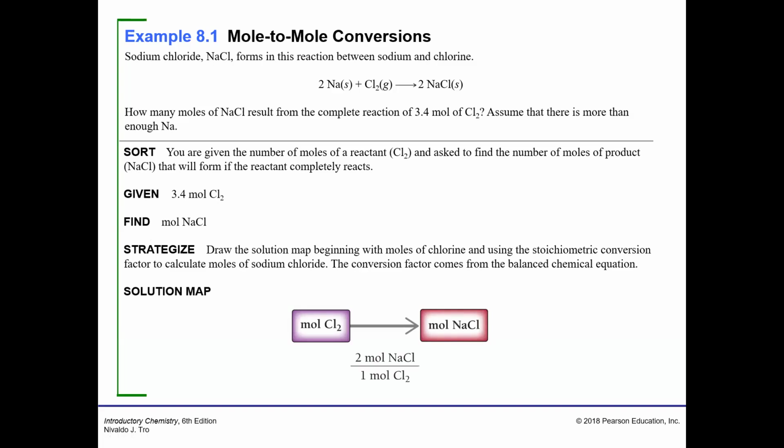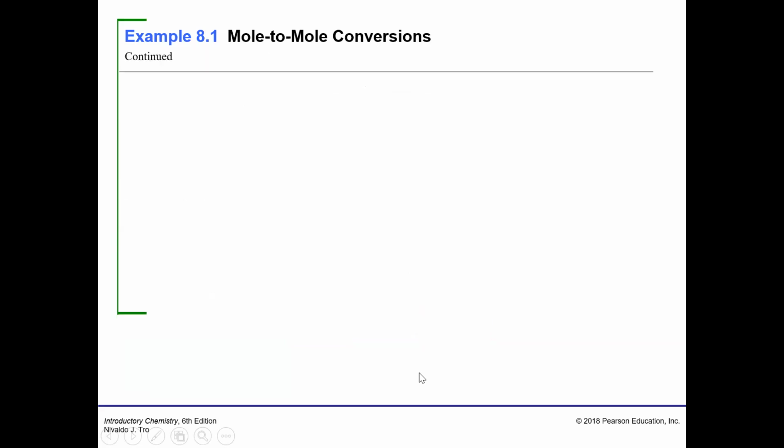All right. So moles of chlorine, right? And then moles of sodium chloride. So this is the map that you draw. So 2 moles of sodium chloride comes from 1 mole of chlorine. How do you know it? Come to the balanced equation here. 2 moles of sodium chloride comes from 1 mole of chlorine. So 1 mole of chlorine gives you 2 moles of sodium chloride from the balanced chemical equation.